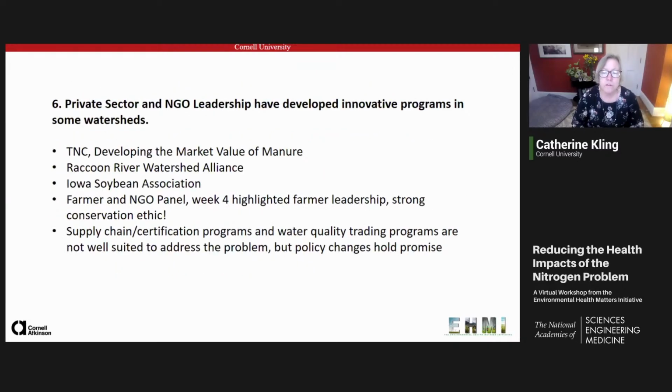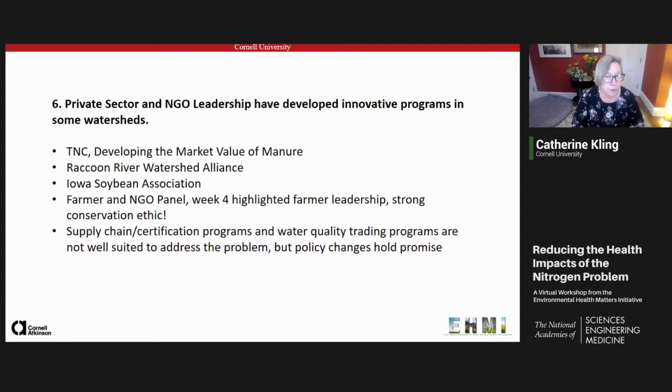Finally, we heard some very encouraging and innovative ideas from private sector farmers and producers, as well as NGO leadership. They've developed a number of local innovative programs that show success and promise for more success. I've listed a few examples of what we heard about. TNC is developing the market value of manure, some really important work in the Raccoon River Watershed Alliance. Iowa Soybean Association has been a leader in this area for a long time.